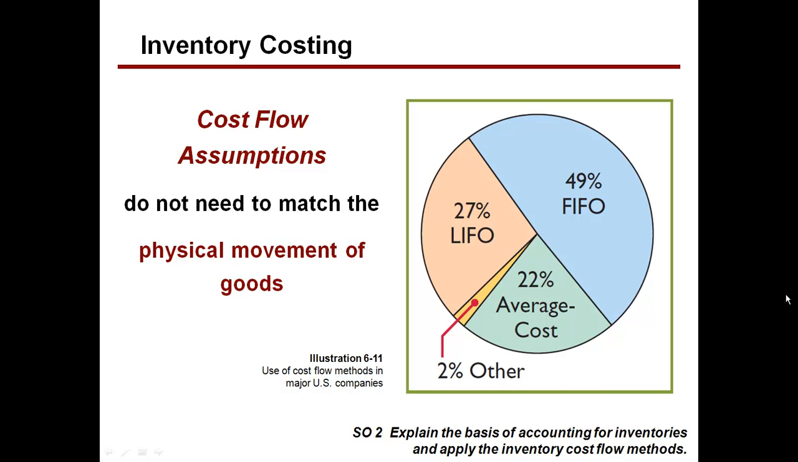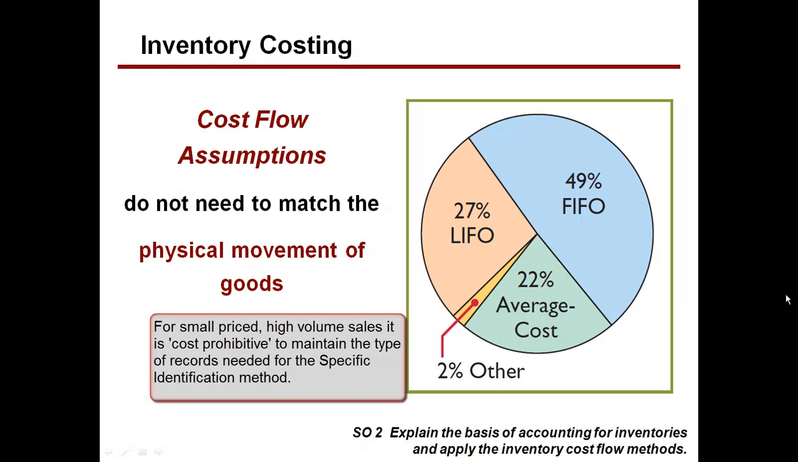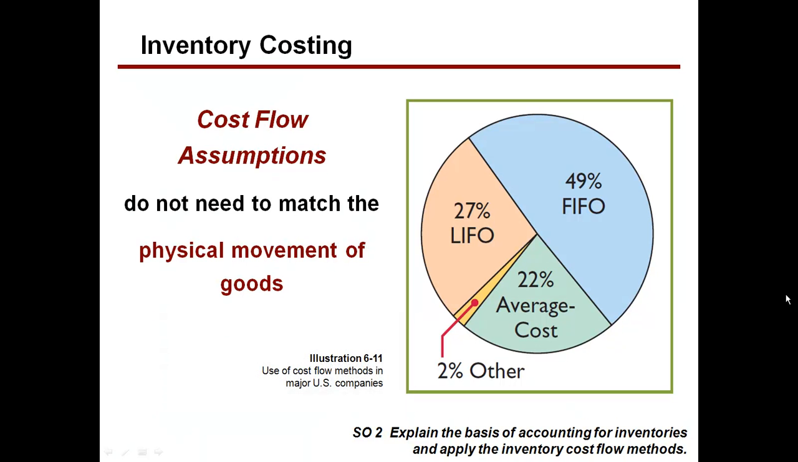Once we rely upon one of these assumptions to determine our cost of goods sold, and then by default our ending inventory values, it's important to note that this does not need to match, and likely will not match, the physical movement of goods. We need not determine our cost of goods sold by knowing the physical movement of goods and their associated individual unit costs. We can make assumptions. This is accepted by generally accepted accounting principles.